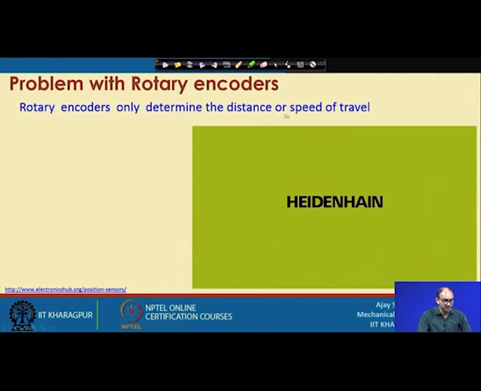The rotary encoder only determines the distance or the speed of travel. That means if it is rotating at some RPM, then we will definitely get it, because every instant of rotation you are getting one signal. The faster you are rotating, the faster you get the signal, so RPM you can easily get. It will also find the distance: if you know the pitch of the lead screw, and how much is the rotation of that particular shaft, say one rotation with a 5 millimeter pitch, then it will move 5 millimeter in the translation direction.